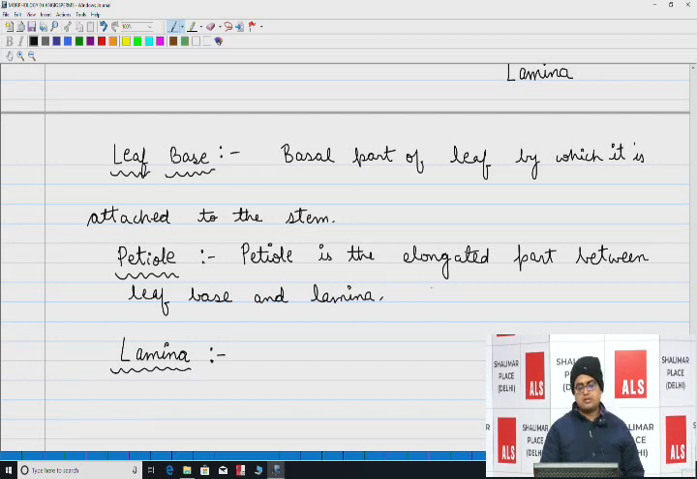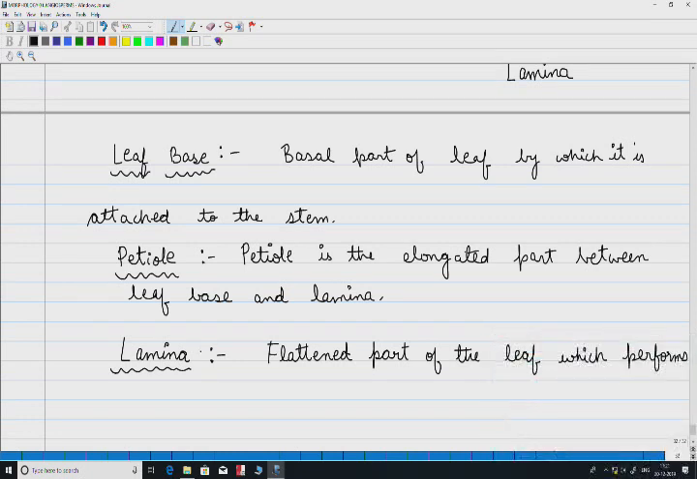So what is the lamina? Flattened part of the leaf which performs photosynthesis. Basically, it is a flattened part which is mainly responsible for performing photosynthesis.